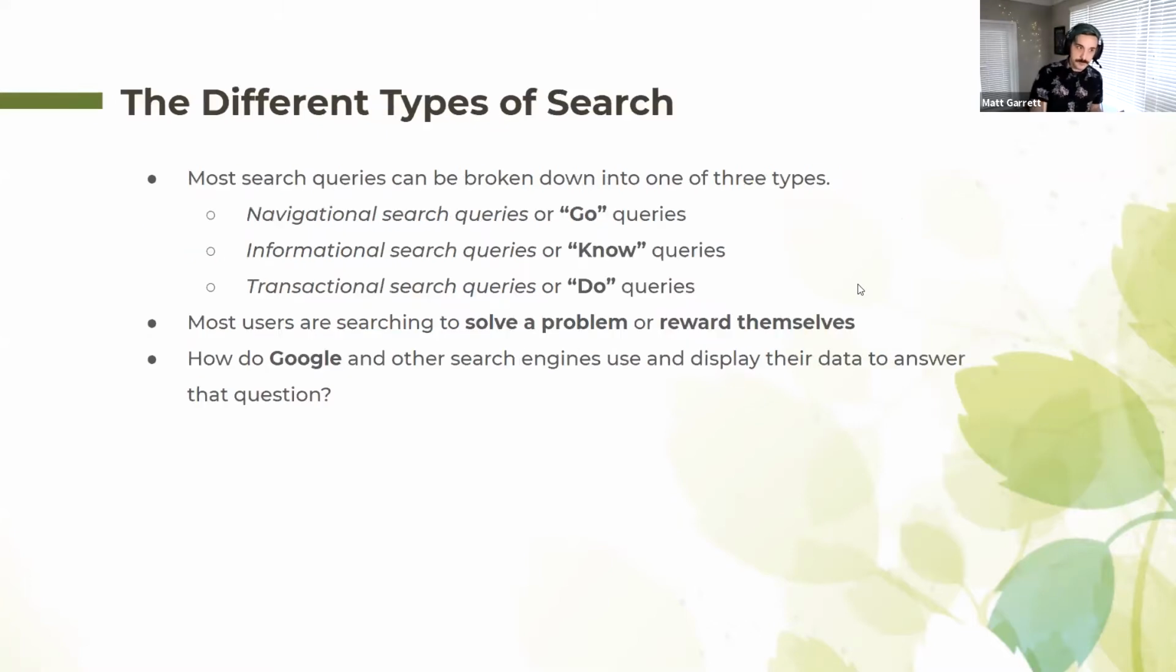So when we look at search, we can break queries down into basically 3 different types. The 3 major ones are navigational search queries, or Go queries. This would be something like typing in a website's brand name or locations of a doctor's office nearby. Informational search queries, or Know queries, are things like the symptoms of salmonella or a Joker movie review. Transactional search queries, or Do queries, are things like specific product names or maybe a model number of a device. And most users are searching to solve a problem or reward themselves. So how does Google and other search engines use and display their data to answer that question?